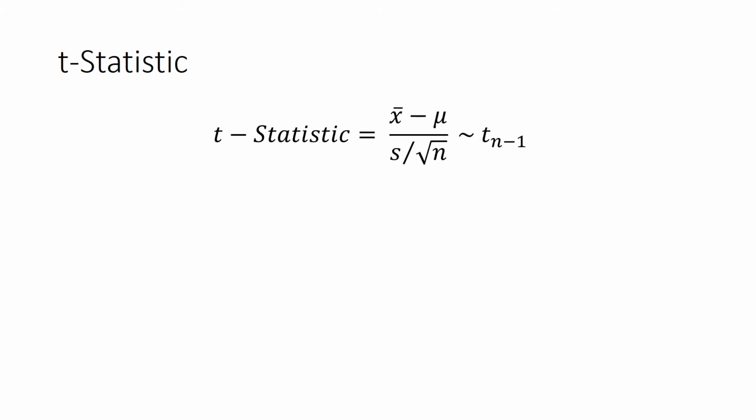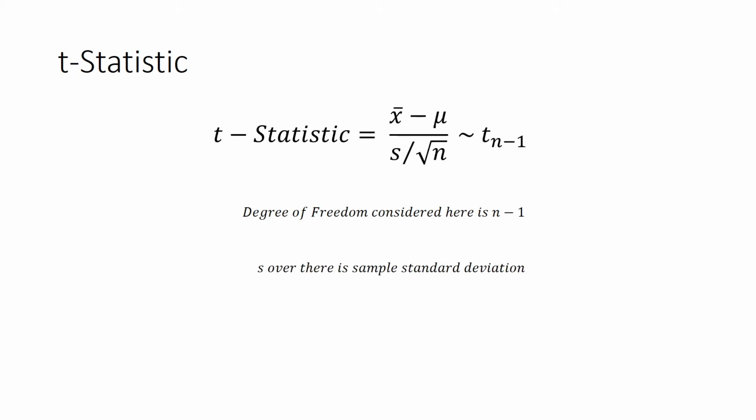Whenever I am considering samples, the degree of freedom is always n minus 1. Whenever it is revolving around the population, it is going to be n. I have covered the degree of freedom; you can check the tutorial. I think that is the 7th tutorial. Now the degree of freedom considered here is n minus 1.